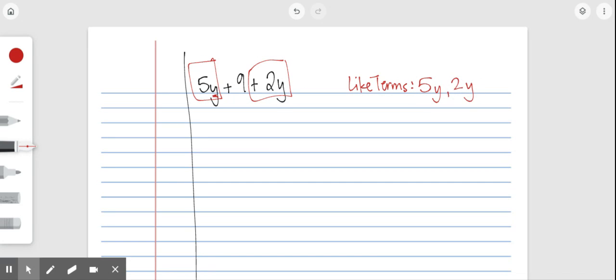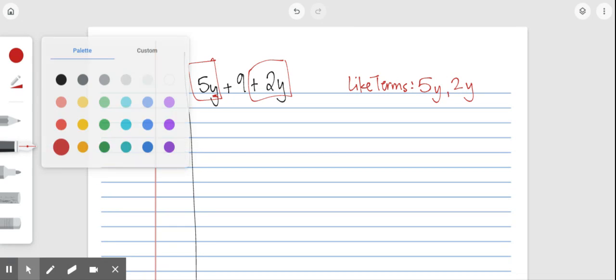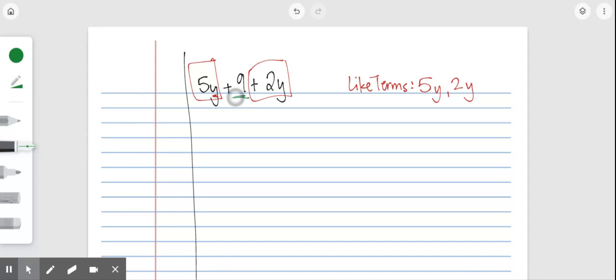Now I've got to check out that 9 right in the middle. I'm going to notice that this 9 doesn't have a variable, and there's nothing else in this expression without a variable. So the 9 is going to sit all by itself. I'm just going to leave that 9 for my new rewrite, because it doesn't have any like terms.